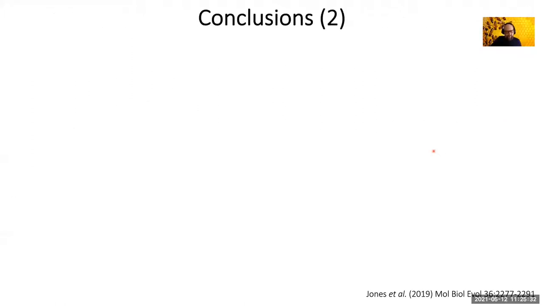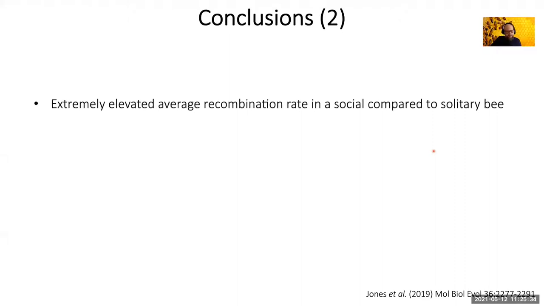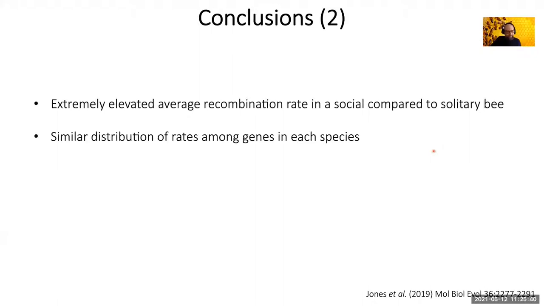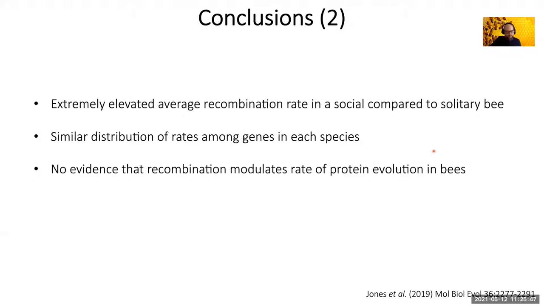So in conclusion, for this study, we see that there's an extremely elevated average recombination rate in the social bee compared to the solitary one, but there seems to be a similar distribution of rates among genes in each species, suggesting that there's not so much evidence that changes in recombination have been focused on specific genes or that they modulate the rate of protein evolution in bees.